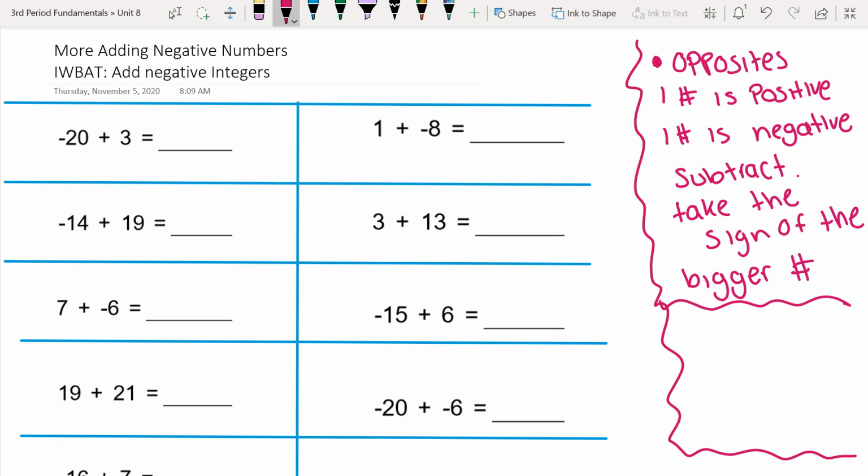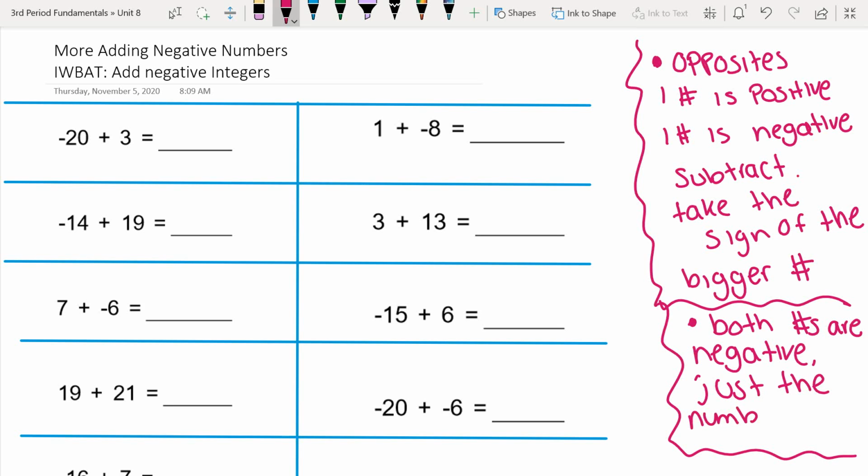If the same signs, so let's see, both numbers are negative. How about that? Both numbers are negative. Just add them, and keep the negative sign. Or you can use the little t-table method.